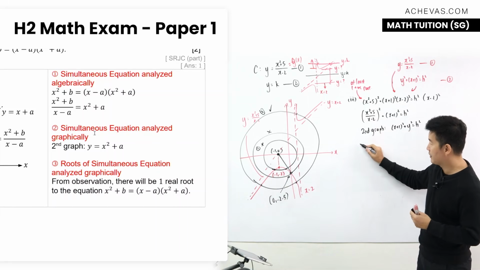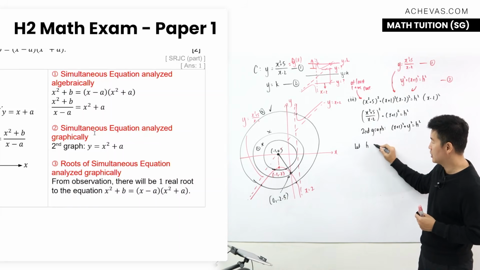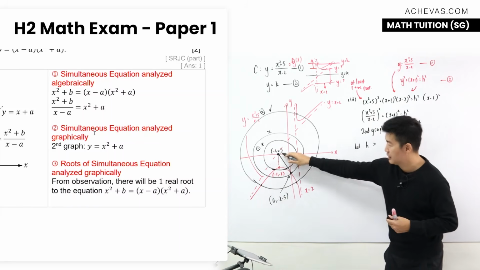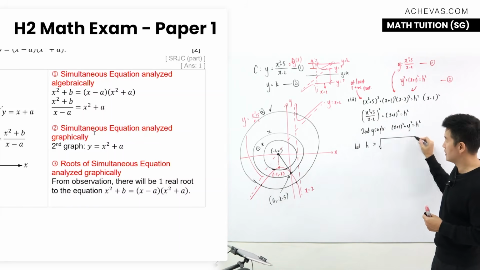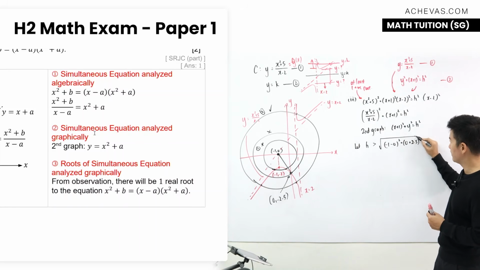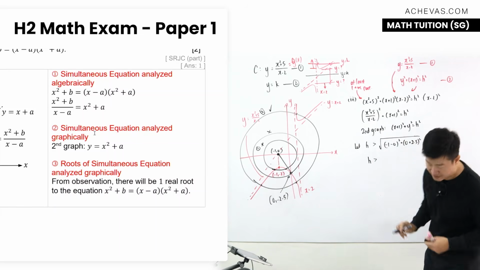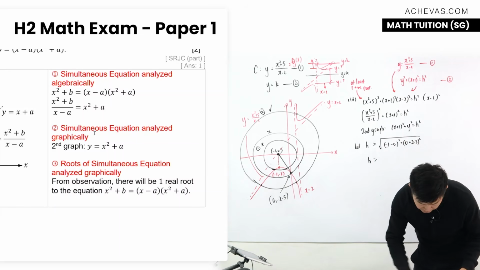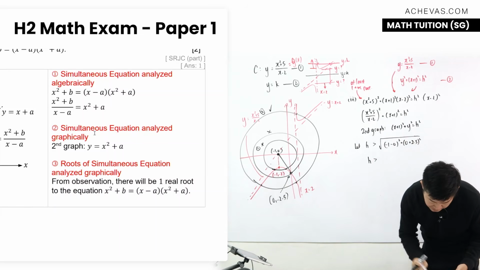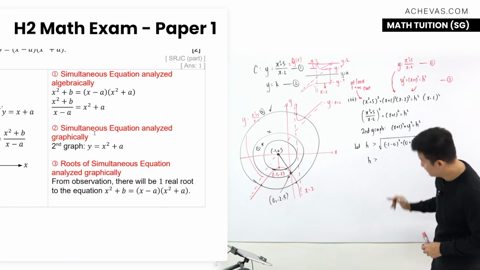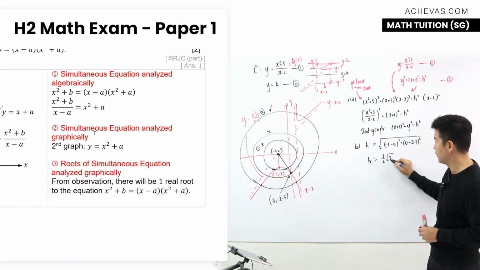So the last step, I am going to let h be bigger than this distance. This distance is the square root of (-1 - 0)^2 + (0 - (-2.5))^2, so plus 2.5 squared. We're going to be getting h to be strictly bigger than half square root of 29.